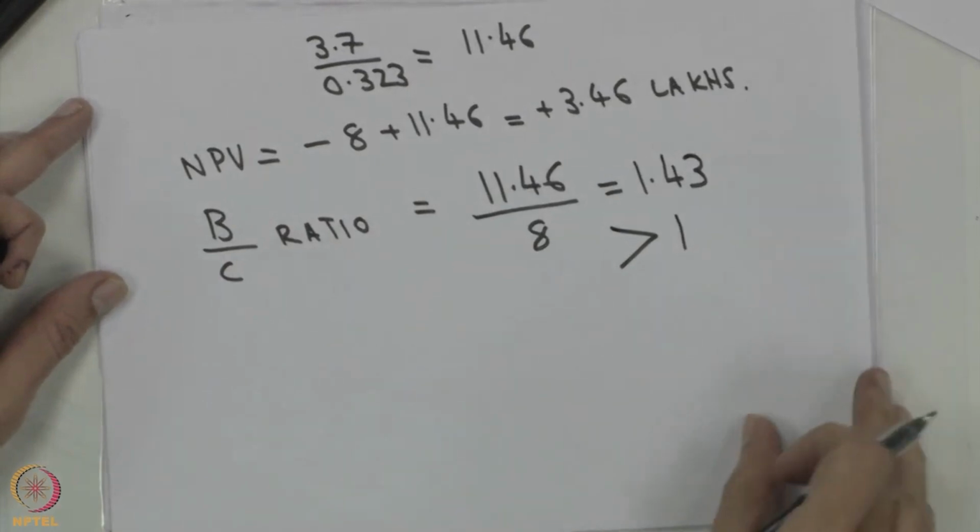Okay. Now let's look at calculating the internal rate of return. Now what do we expect that internal rate of return to be? Is it going to be less than 30% or more than 30%? So it's obvious that with a discount rate of 30%, we got net present value to be positive. So the rate of return is going to be more than 30%.